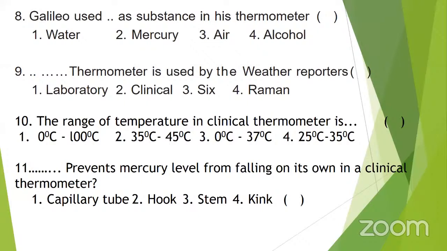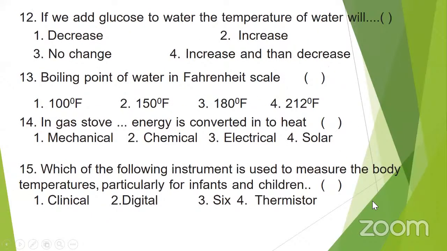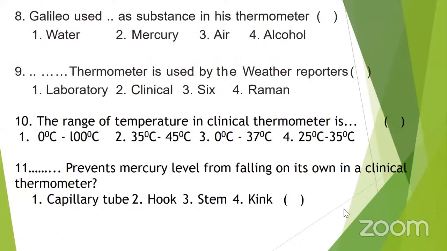See here, the eighth question. Galileo used this substance in the thermometer, which we already discussed. So what was your answer? Let me check. The eighth answer: most of the children are writing 3. Some children are writing 2. Just now I said mercury, but they did not use mercury at that time. It is air only. Okay, the answer is 3. Try to note it.